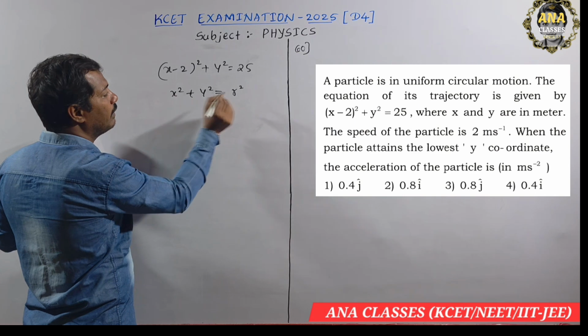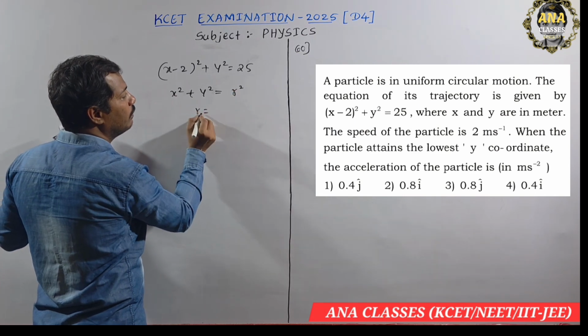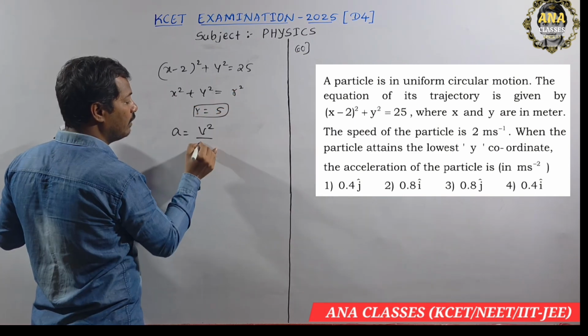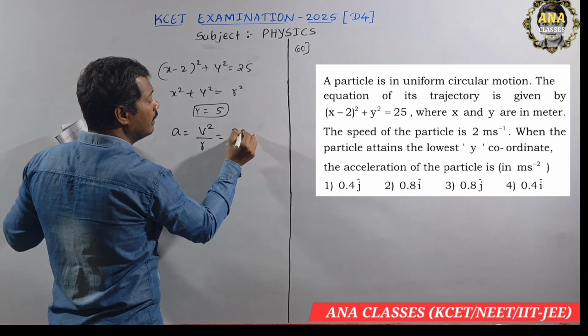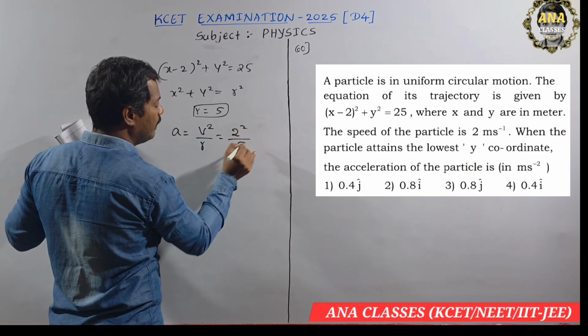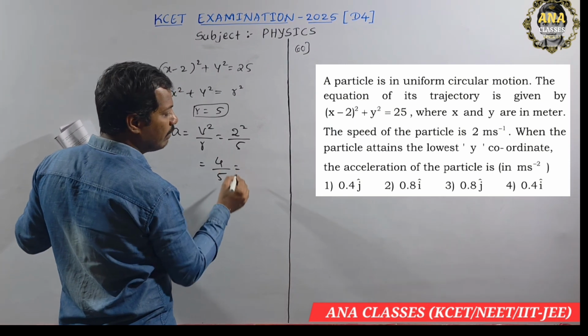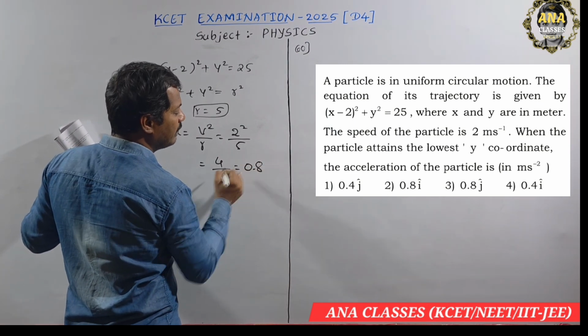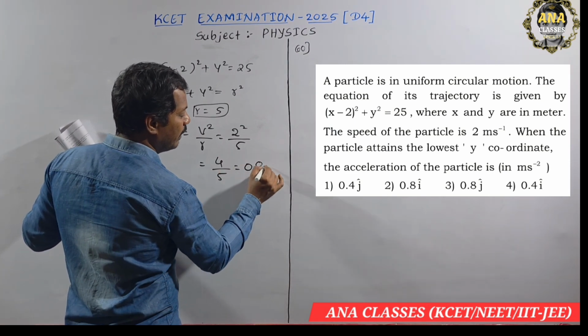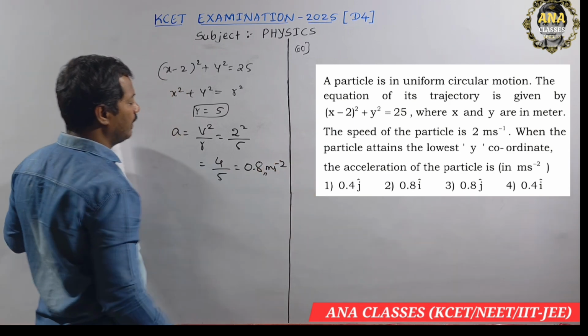So now r is equal to 5. The acceleration is v square divided by r. v square is given, that is 2 square divided by 5. 4 divided by 5 is the answer. 0.8 meter per second square is the answer.